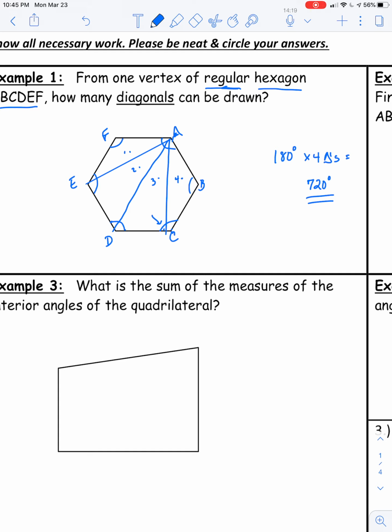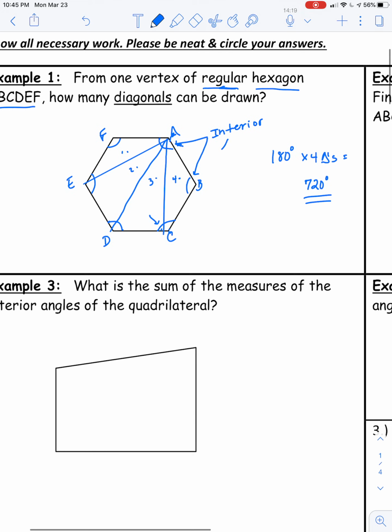I want you to also mark here, just use some arrows. We'll just kind of pick A and B. I want you to write here, these are called interior angles. Those are just simply the angles that are inside our polygon. Okay, so let's go ahead and fill that in.